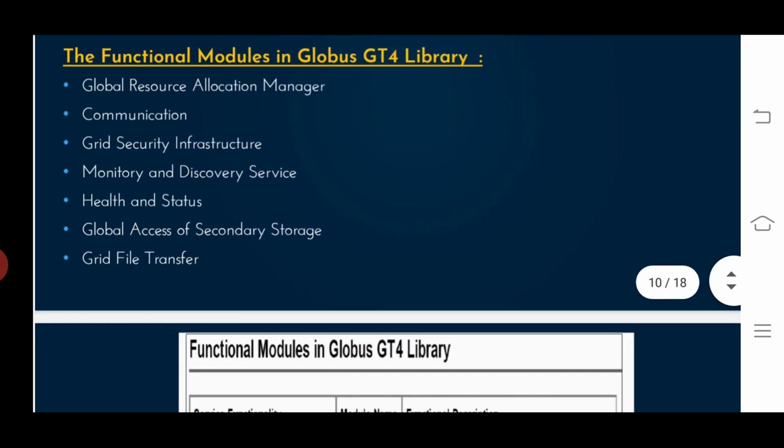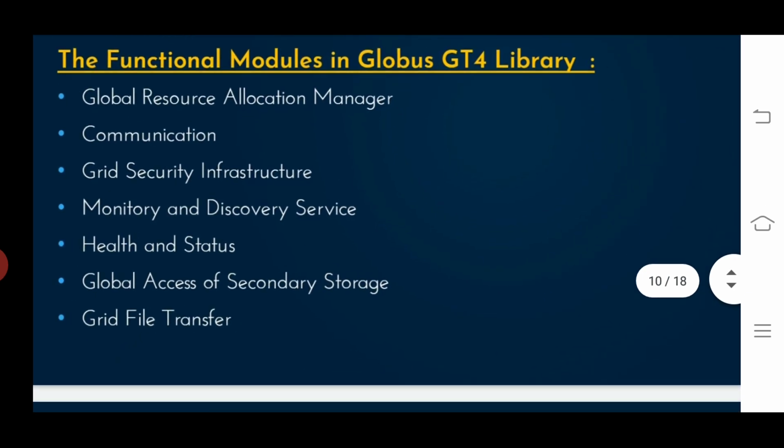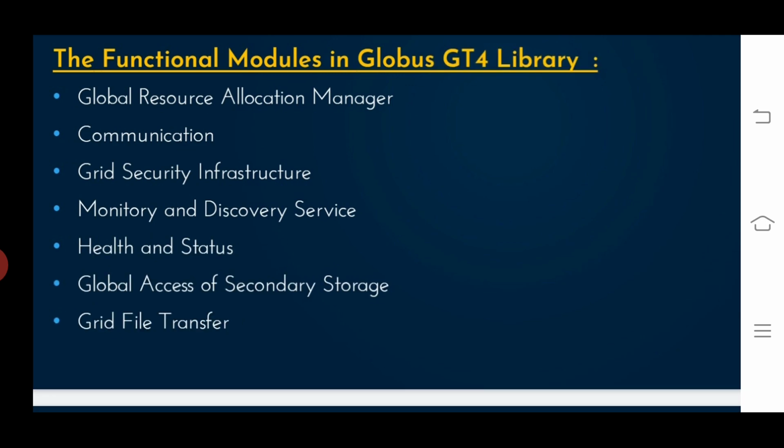Now we can see the fundamental modules. What modules can you see? The functional modules in the Globus GT4 library. What are the functional modules? In the sense, what are the service functionalities? Service functionality modules in the Globus library. Now we can discuss them one by one later. First of all, I will read these one by one. These are the functional modules in the Globus GT4 library.